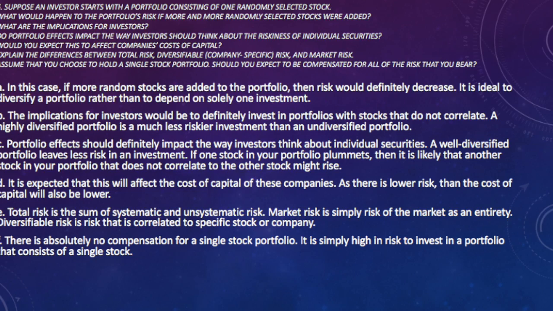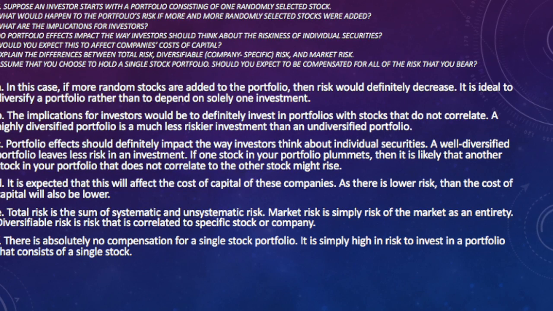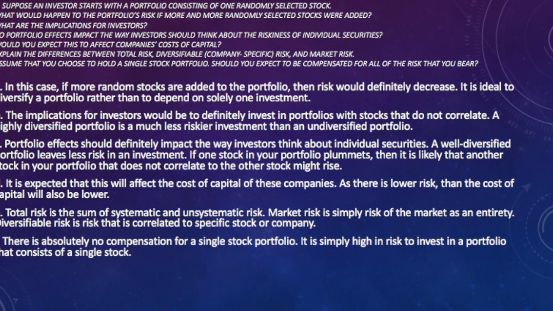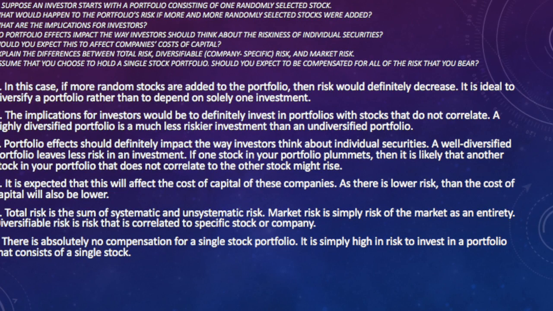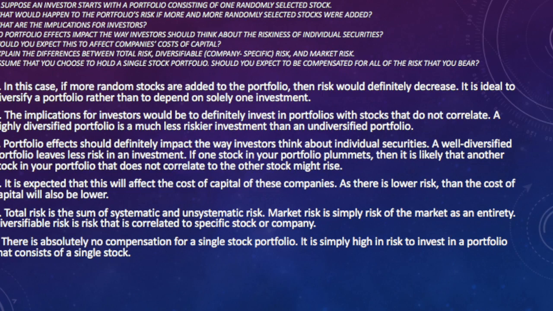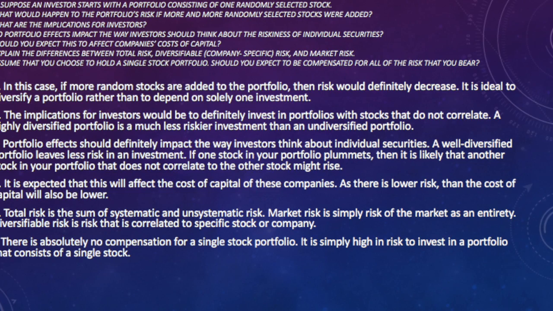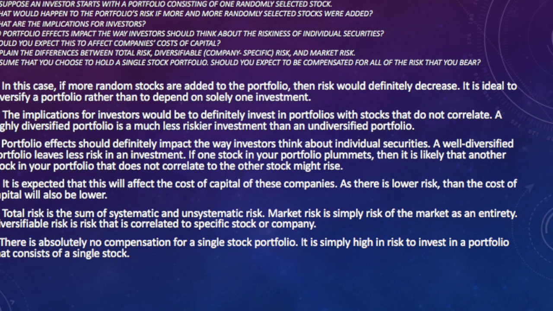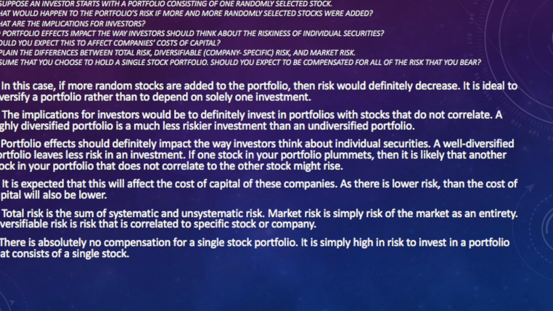Total risk is the sum of systematic and unsystematic risk. Market risk is simply the risk of the market as an entirety, and diversifiable risk is risk that is specific to a company or a stock. And there's no compensation for a single stock portfolio. It is simply high in risk to invest in a portfolio that consists of one single stock.